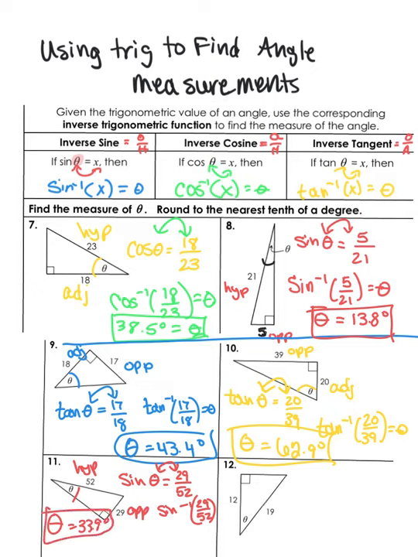And last, but certainly not least, we have adjacent and hypotenuse, which is my cosine. So the cosine of theta is equal to 12 over 19. Inverse cosine of 12 over 19 is equal to theta. So theta is equal to 50.8 degrees.